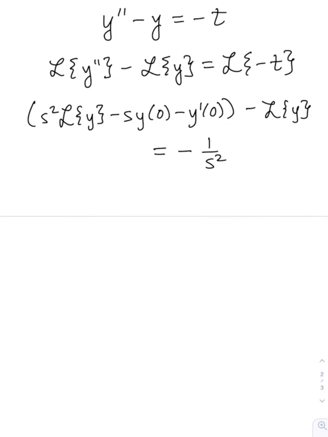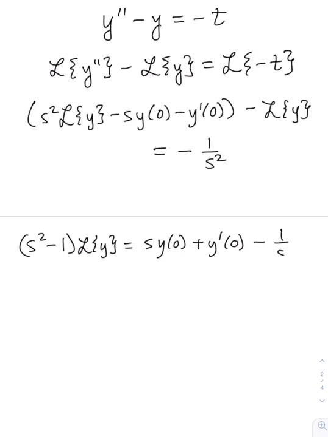And now we can solve this for L of y. Collecting all the L of y's together, I have s squared minus 1 times script L of y is equal to, and then we'll put everything else on the other side. So we have s times y of 0 plus y prime of 0 minus 1 over s squared. And now before we move on, we can use our initial conditions.